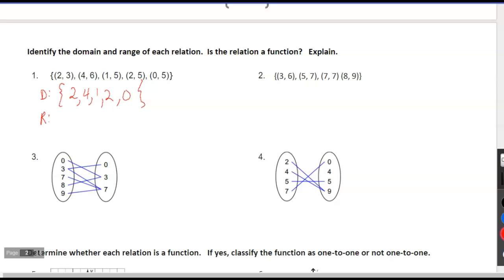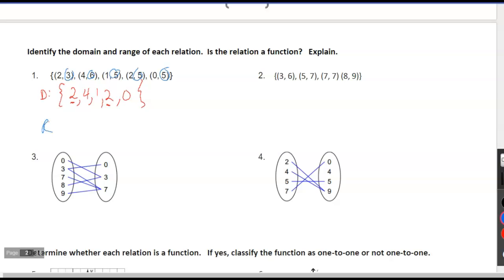So you notice that my x value right here repeats. So that's going to be a problem. But let's finish it up anyway. And I'm going to make this a different color. My range is 3, 6, 5, 5, and 5.